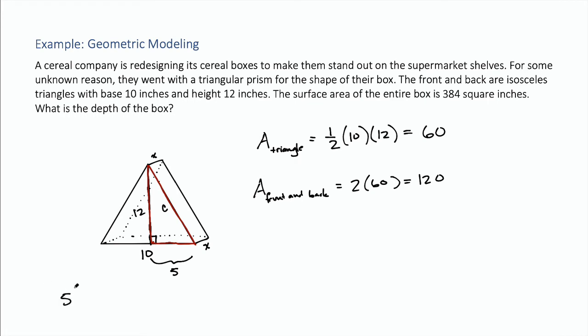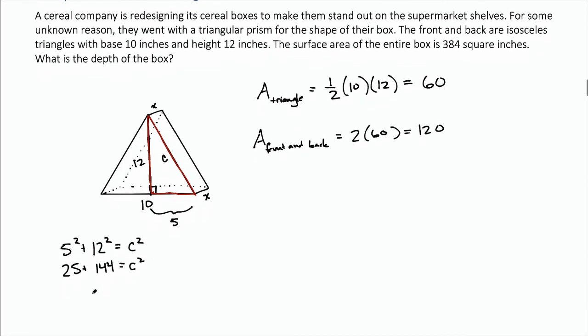So I can use the Pythagorean theorem to find c. a squared plus b squared equals c squared. So we have 25 plus 144 equals c squared. And 25 plus 144 is 169, and the square root of 169 is 13. So we get 13 for c, which is this length right here. 13.